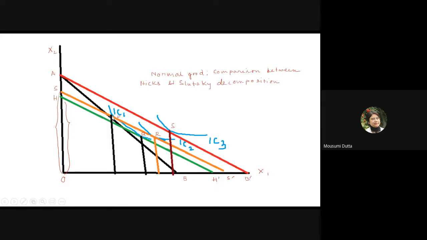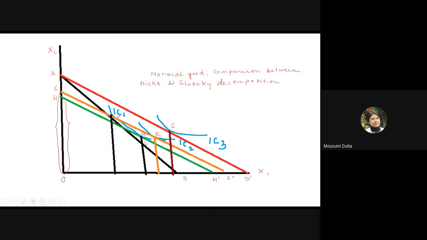However, it is not the best because it is not the point of tangency between the budget line and the indifference curve. So with this budget line SS prime, the consumer can move to a higher indifference curve in the series, given by IC2, and consume at R. R is the point of tangency between the indifference curve and the newly created budget line SS prime.